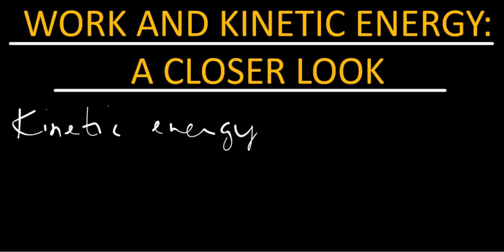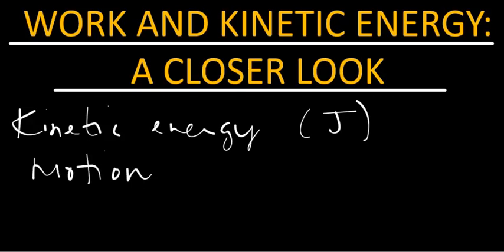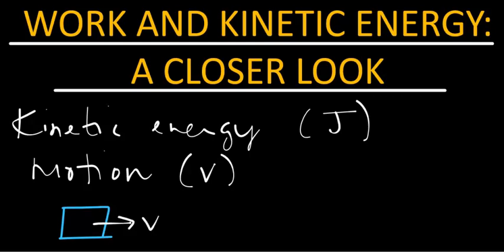is a form of energy and therefore it is measured in the units of joules. It is also a type of energy that is associated with motion of an object, which means it is dependent on the speed of that object. Indeed, if you have an object that is moving with a speed, say v meter per second, and the object's mass is m, then the kinetic energy is defined as half times the mass of the object times the square of the speed of the object.